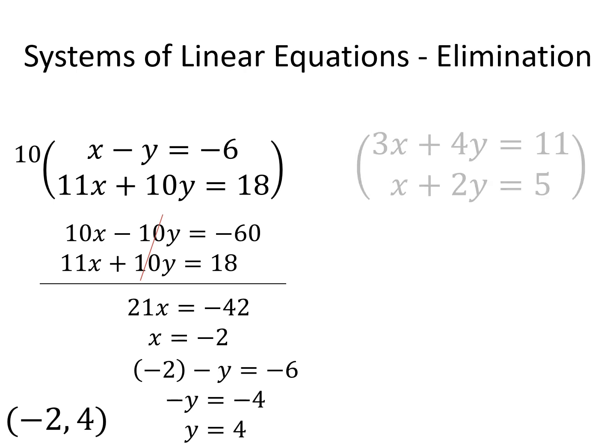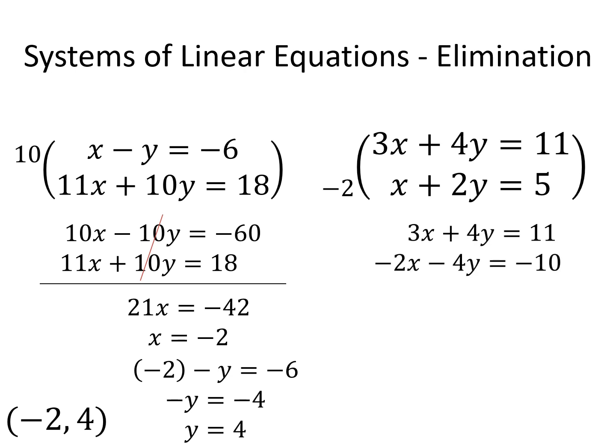Let's try one last example. In this case, I've got 3x plus 4y is equal to 11, x plus 2y is equal to 5. I want to figure out what I want to multiply, and it kind of just depends on how you feel. Some people might pick negative 3 to multiply to get rid of the x. Other people might pick negative 2 to get rid of the y. So either way you do it, you should get the same answer. So there's kind of multiple ways of looking at it.